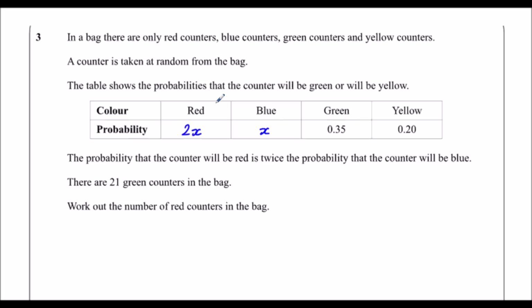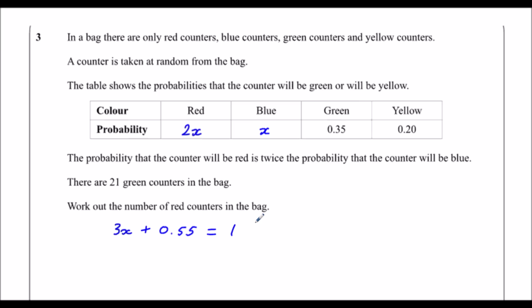There are 21 green counters in the bag. Work out the number of red counters in the bag. So we can work out the probability of red because we know all the probabilities have to add up to 1. So 2x and x make 3x. And we've got 0.35 and 0.2, which is 0.55. So 3x plus 0.55 has to make 1.